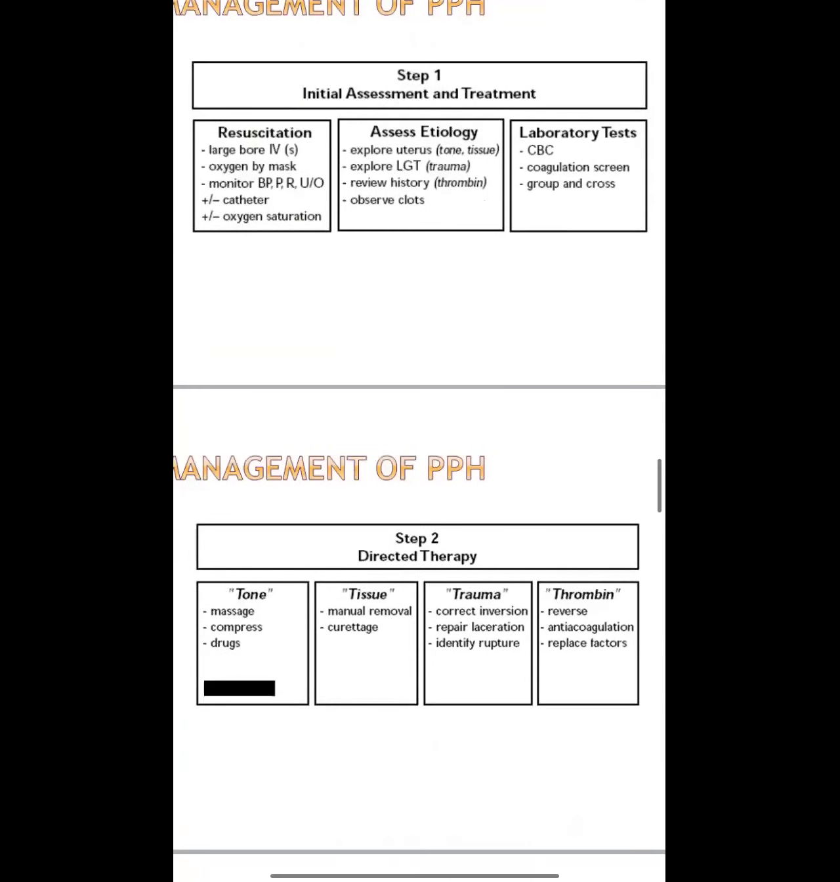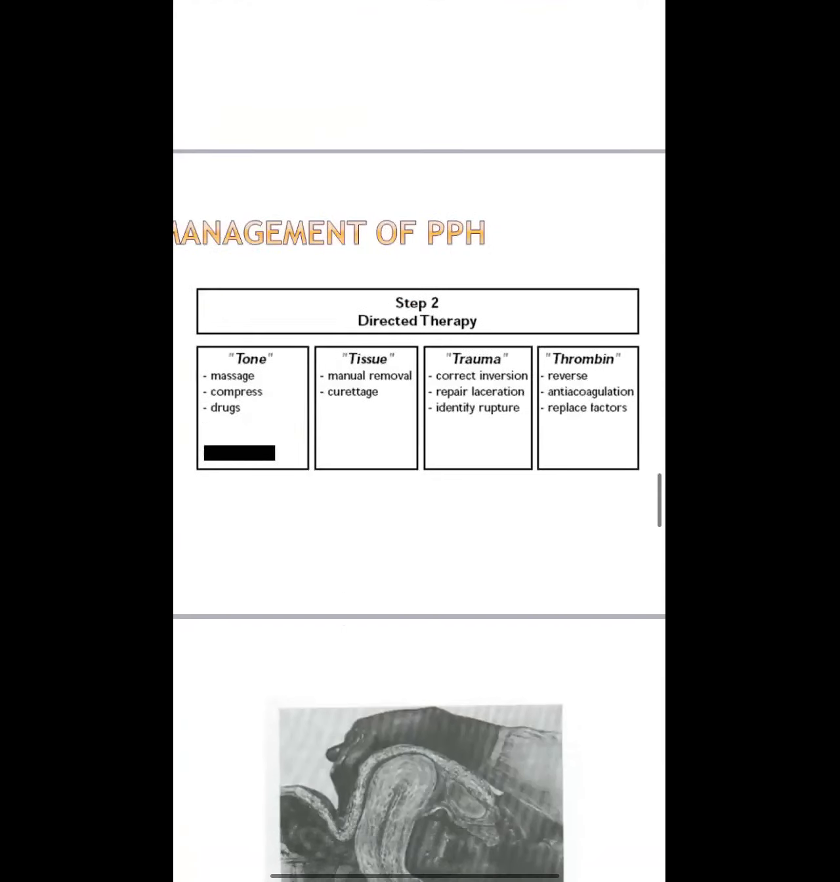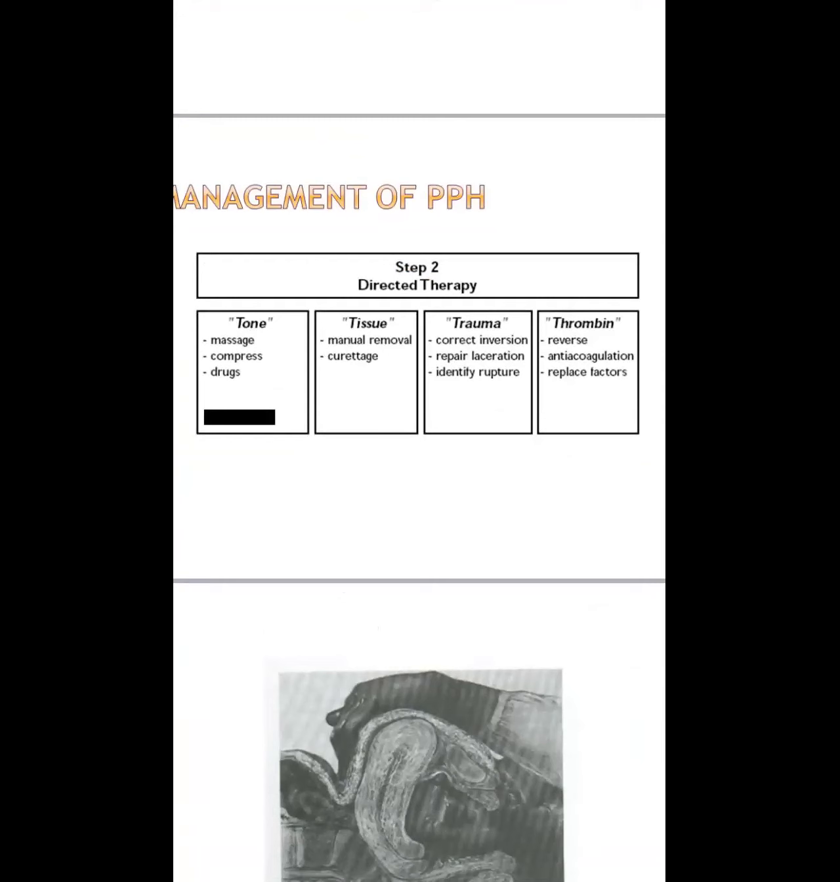This is step 1, which is initial assessment and treatment of your patient. Next, we come to step 2, that is directed therapy according to the cause. So the PPH is treated according to the cause. For example, a problem of tone: the uterus is atonic, then give massage, compress the uterus, and give oxytocin and oxytocic drugs.